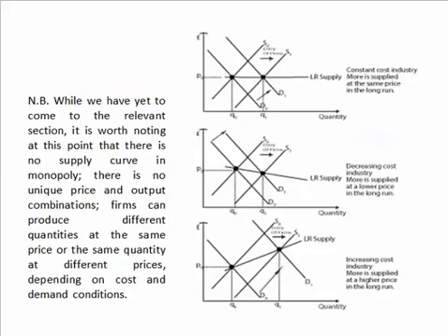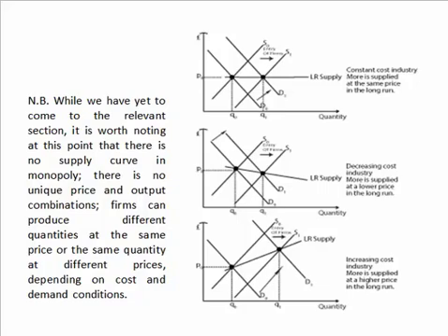While we have yet to come to the relevant section, it is worth noting at this point that there is no supply curve in monopoly. There are no unique price and output combinations. Firms can produce different quantities at the same price, or the same quantity at different prices, depending on cost and demand conditions. That's illustrated on the diagrams to your right.